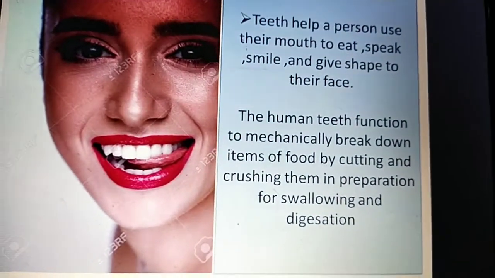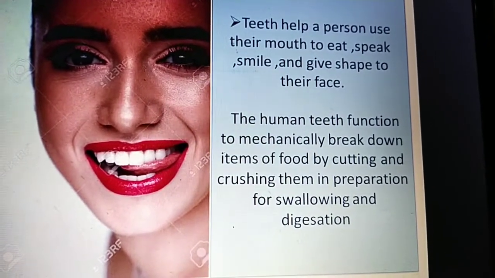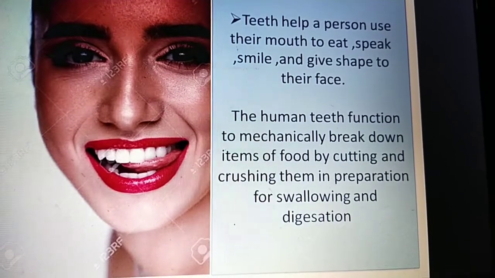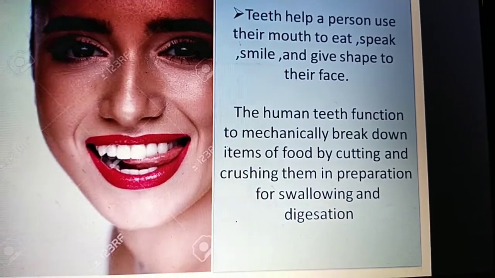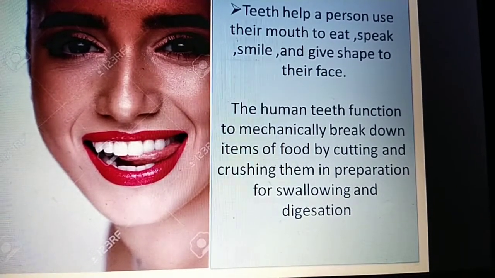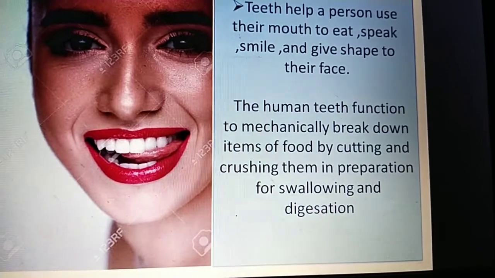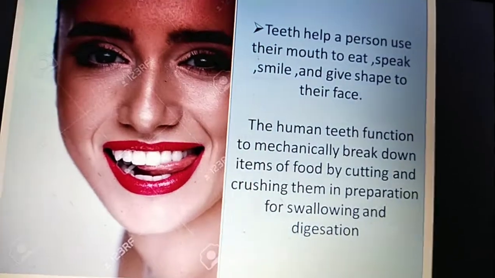Today we'll go for the anatomy of the teeth. Teeth help a person use their mouth to eat, speak, smile, and give shape to their face. The human teeth function to mechanically break down items of food by cutting and crushing them in preparation for swallowing and digestion.